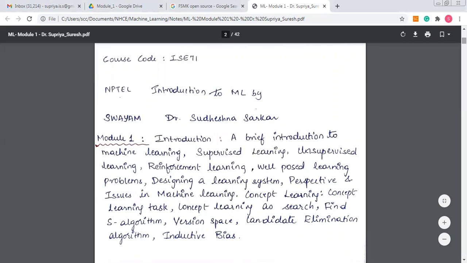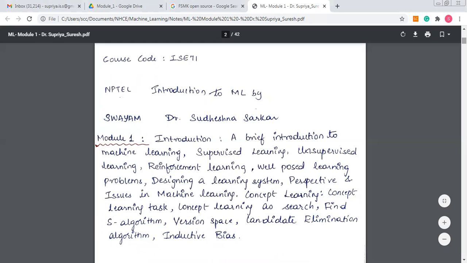Okay, and your module one is described here with a brief introduction to machine learning. You have supervised, unsupervised learning, reinforcement learning. They are the different types of machine learning. The well-posed learning problems, designing a learning system. How do you make a system learn?